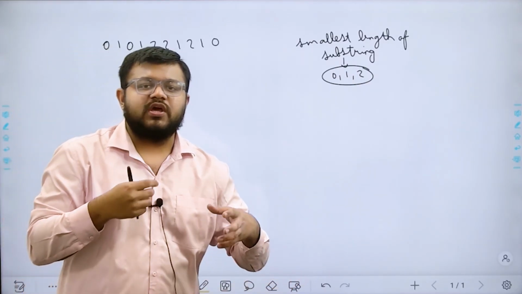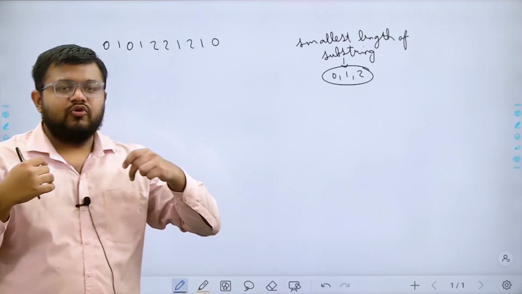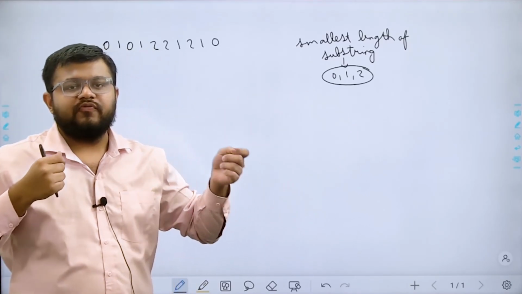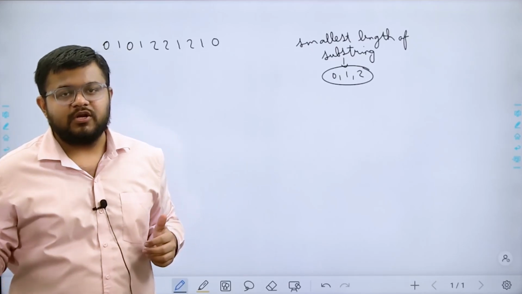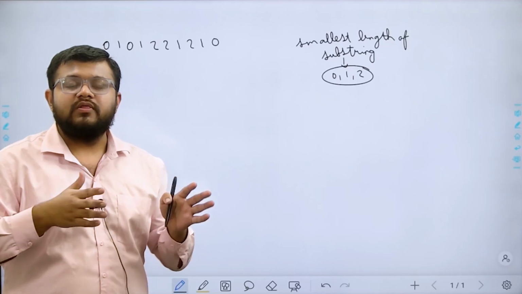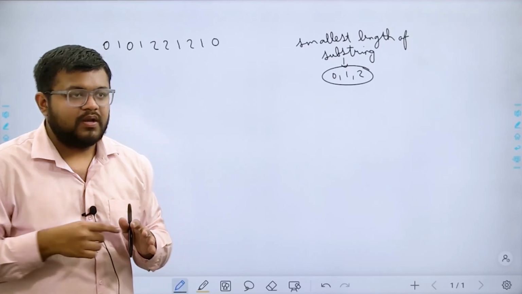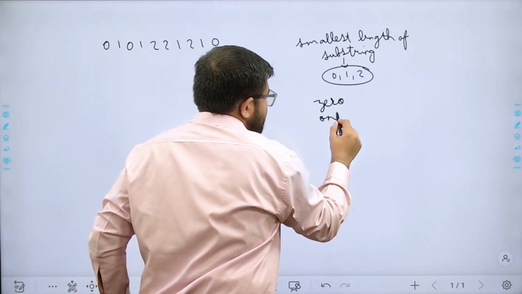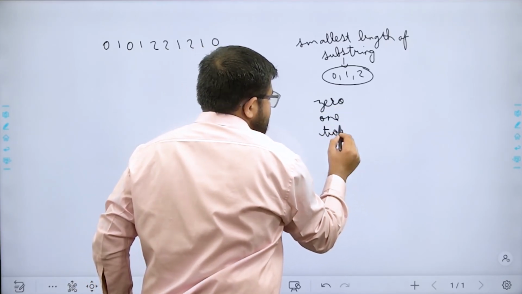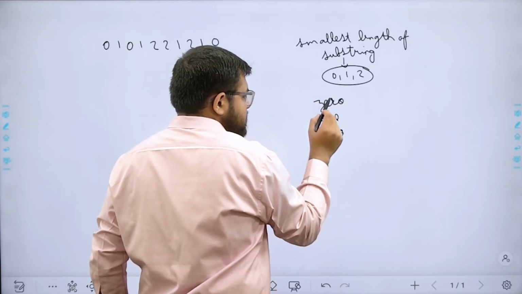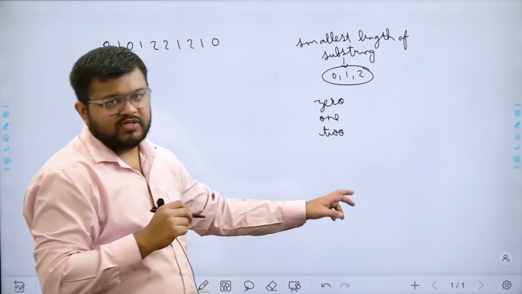The brute force approach can be that I use two for loops to generate all the possible substrings, and for all of them I'll maintain the count of zeros, ones and twos. So basically there will be three variables, and they will represent the number of zeros in that substring, the number of ones in that substring, and the number of twos in that substring.